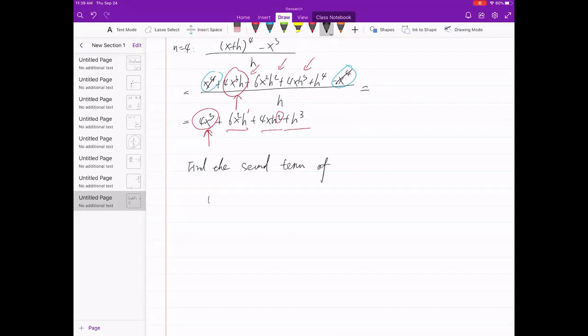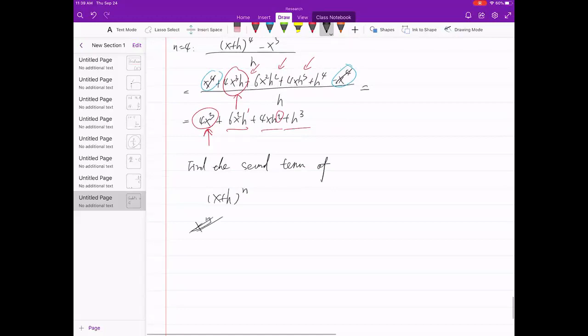Of this, because the first term will be gone. The third term and the fourth term will be gone when you let h go to 0. Only this second term matters. Make sense so far? All right. How do you do that? Well, this is how I did it.